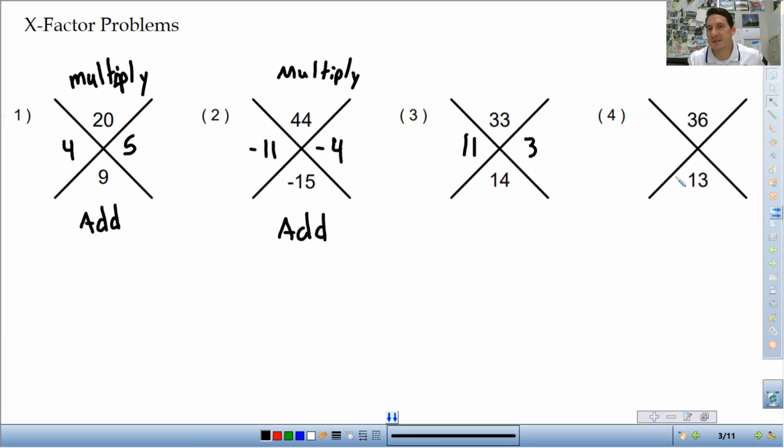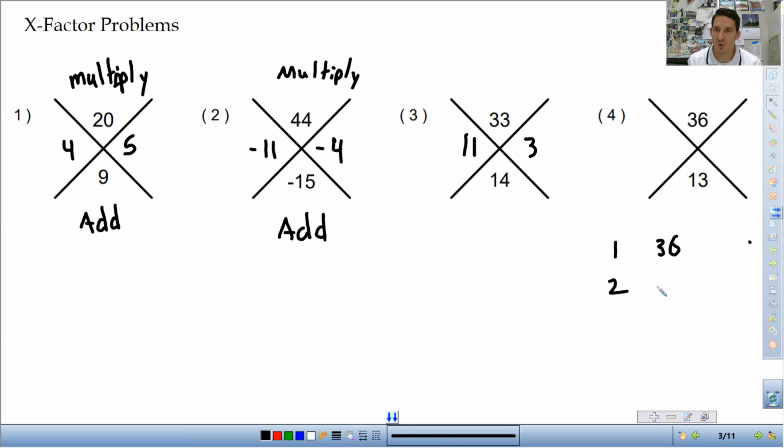So 36 and 13. Let's say you have one that you're not sure about, you can't think of it. There's a bunch of numbers that multiply to get 36. What you can do is make a list of pairs of factors that you know multiply to get 36. You can always check 1 and 36, and you add them together. 1 plus 36 is 37, so it's not 13.